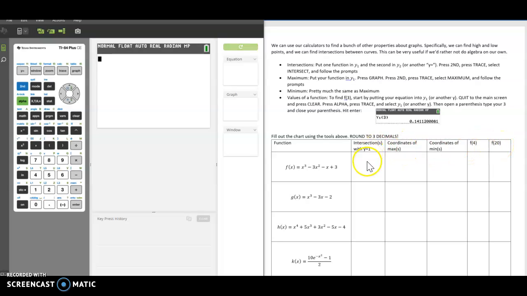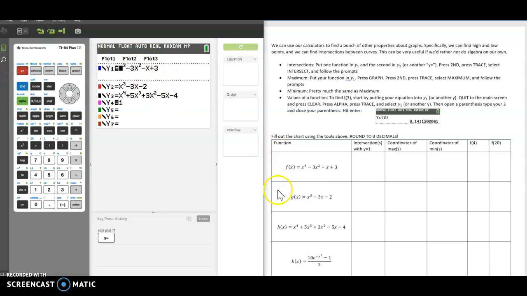So I'm gonna start with this first one right here. You can see my calculator right here. I've already put them into my y equals screen. So if you hit y equals, you can see that actually all the first three are already here. I don't have the last one yet. You can go ahead and make sure that yours are in there.